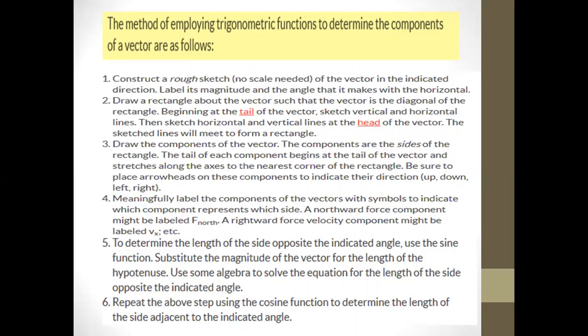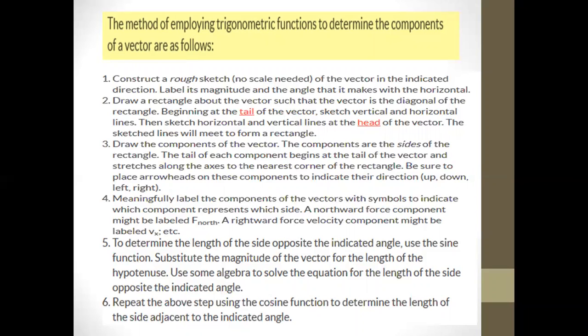Sketch vertical and horizontal lines at the tail of the vector. Then sketch horizontal and vertical lines at the head of the vector. The sketched lines will meet to form a rectangle. Number three, draw the components of the vector. The components are the sides of the rectangle.